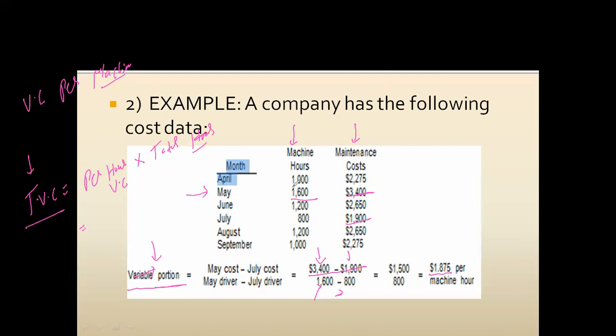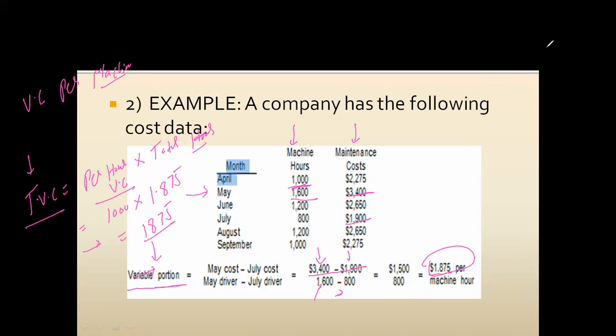See, I want to calculate for 1000 hours. So 1000 into per hour variable cost, which we just calculated here, 1.875. So like that we got 1875. So this is our total variable cost.